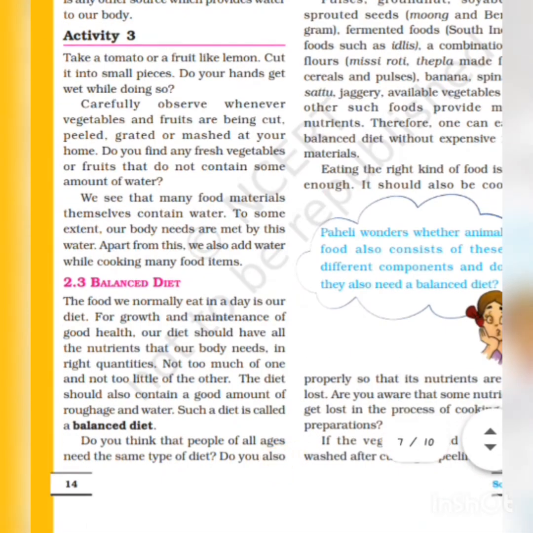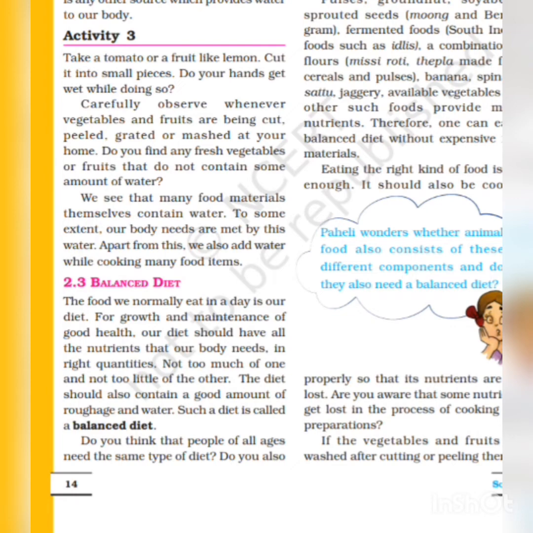Now what is a balanced diet? A diet which contains all kinds of nutrients is known as a balanced diet. Means we should eat every kind of food so that we can get every kind of nutrient in a proper amount. The diet which contains all kinds of nutrients in a proper good amount is known as a balanced diet.